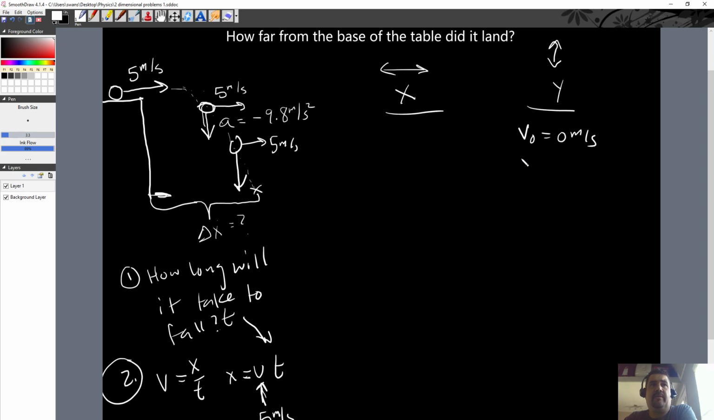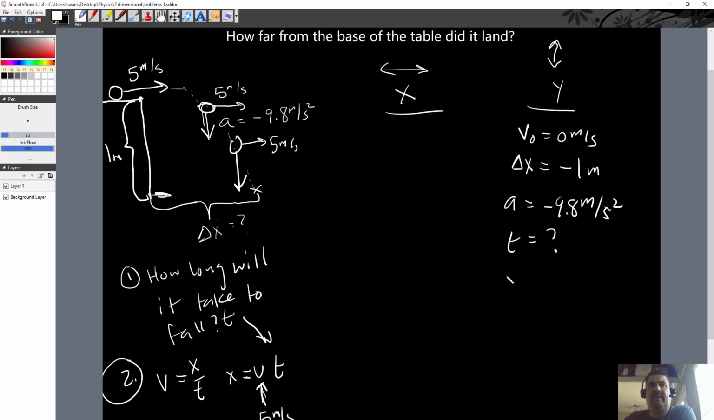What else do we know? I know that the change in y is from here, and we know this distance here is 1 meter. So its change will be negative 1 meter because it went down. It moved down from where it started. So negative 1 meter. We know a is negative 9.8 meters per second squared. And what are we looking for? Time. Okay, so time. And I think we should be able to solve that now.